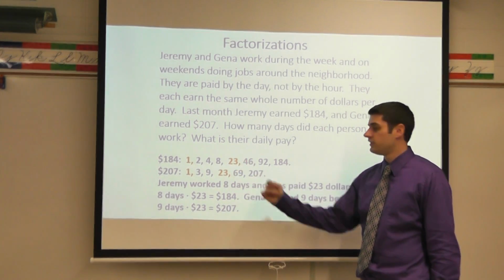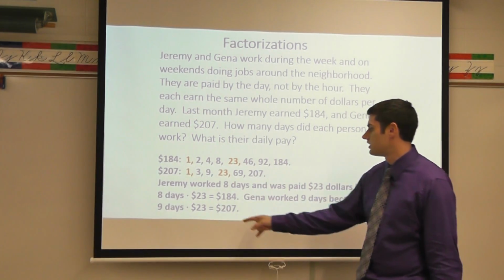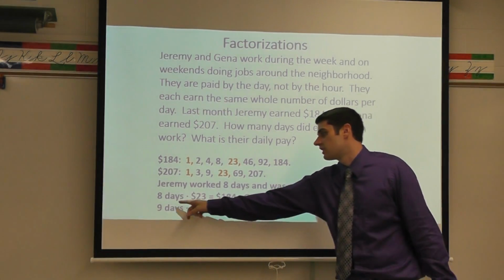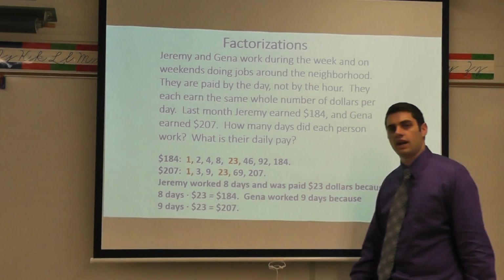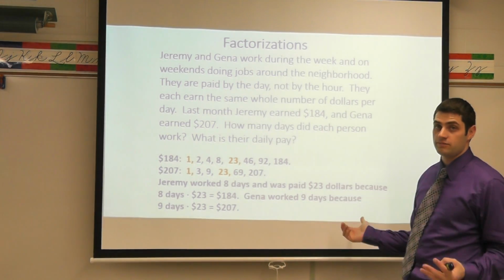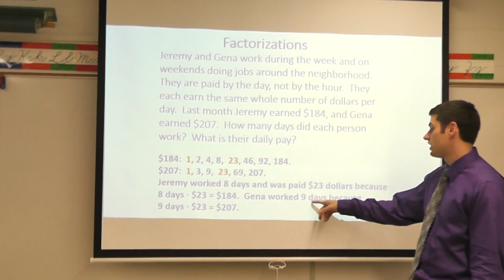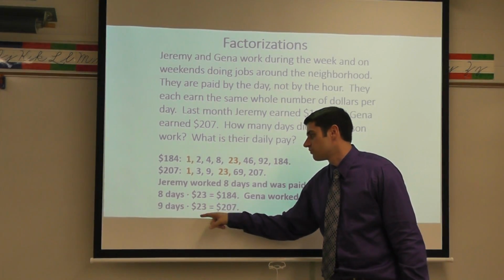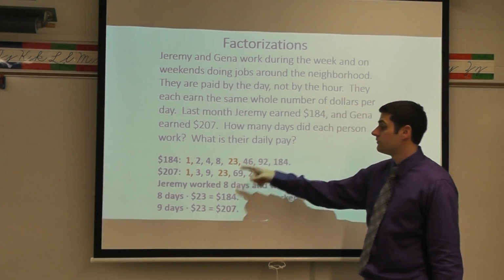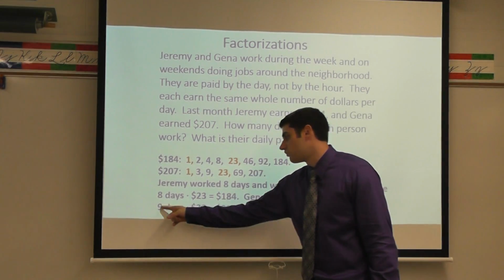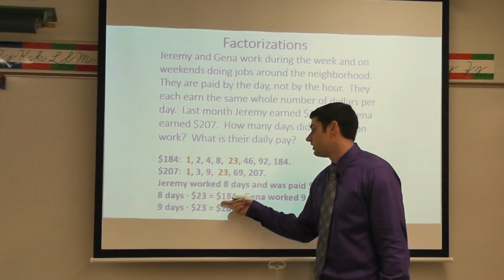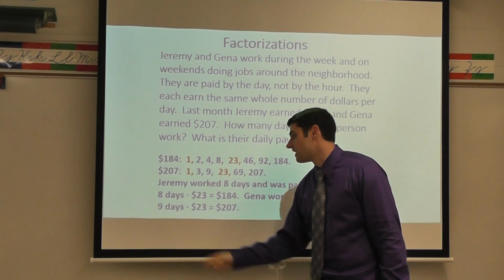Well, let's look at 23 then. If I look at 23, let's see if this works. If Jeremy worked 8 days and was paid $23, 8 days times $23, he would get $184. That would make sense. He'd work 8 days in a month. If he got paid $23 each day, he's making pretty good money there. Let's look at Jenna then. If Jenna worked 9 days, 9 days times 23 would equal 207. So they each earn the same number of dollars each day, which is 23. Jenna worked 1 extra day than Jeremy, so that's why she had more money. And this shows why he earned $184 in 8 days, and she earned $207 in 9 days.